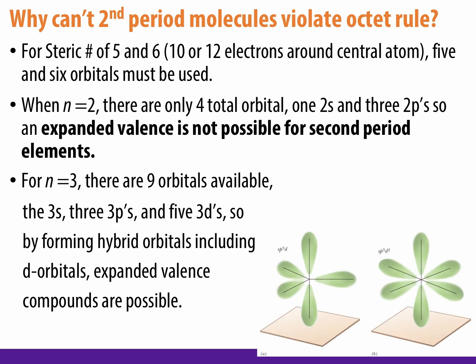It's only once you get to n equals 3, where we have 9 orbitals, a 3s, three 3p's, and five 3d's, that these expanded valence compounds are possible, because we now can mix in these d orbitals in the n equals 3 shell to form trigonal bipyramidal and octahedral electron geometry compounds. So a nice explanation of what was previously just a rule we had.